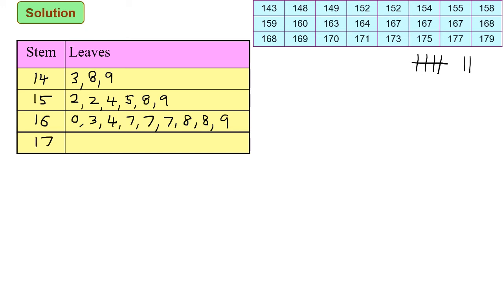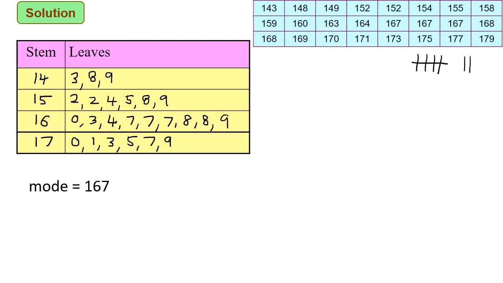So for the stem 17, we start with 170, so 0 here. And then 171, 1 here. And then 173, 3. 175, 5. 177, 7. And then lastly 179, 9. So we have total 6 data for the stem 17. So 1 2 3 4 5 6. Okay, correct. So this is our stem and leaf plot. And then from this stem and leaf, we will answer the questions following that.